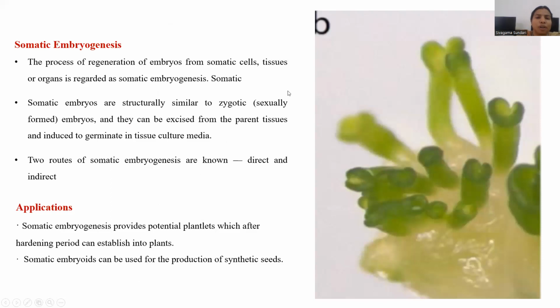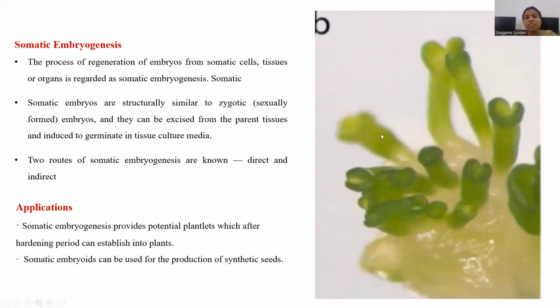Moving on to the next organ culture technique, that is somatic embryogenesis. First, what is meant by somatic embryo? Embryo-like cells emerging from your somatic explant we call a somatic embryo. These are the somatic embryos. The technique we call somatic embryogenesis. So this embryo also, you can take it and start your culture.